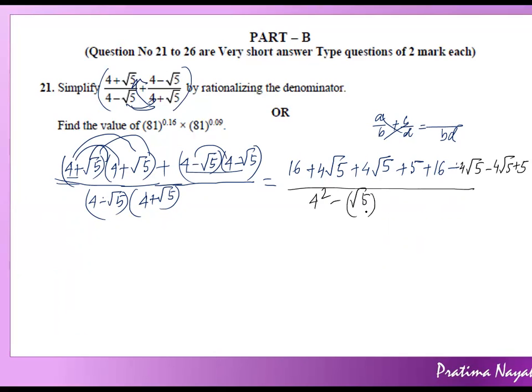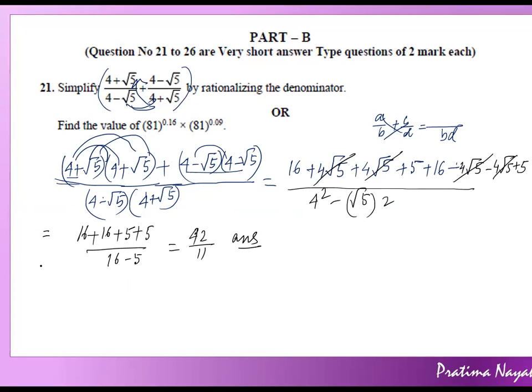So individually I multiplied, I didn't put the square formula because I have shown once. So this will be 16 plus 4 root 5 minus root 5 cancel, plus root 5 minus cancel. So you are getting 16 plus 5 plus 5, upon this will be 16 minus 5. So this will be 32 plus 10, 42 by 11. This is answer.